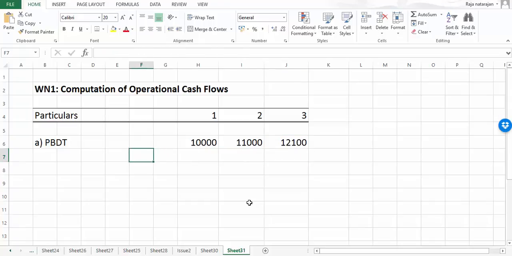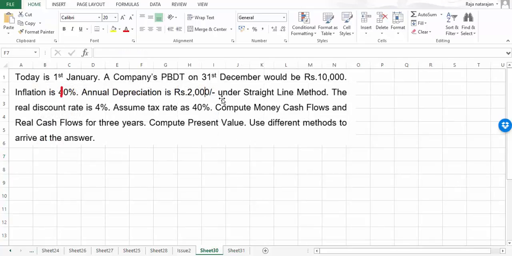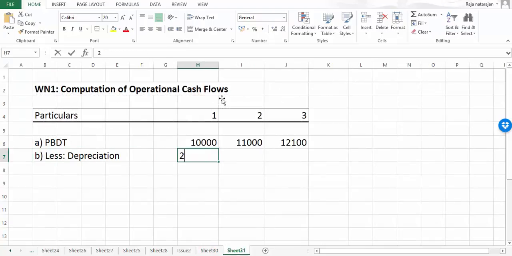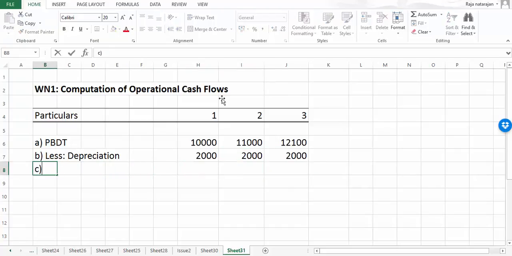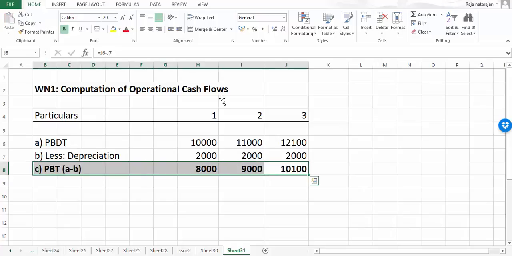Okay, now from this we can subtract depreciation, and we know that depreciation is a zero inflation item because this is provided on historical cost. And what is the depreciation amount? It is 2,000. So let's provide that as item B. So now we can have profit before tax, PBT, which is A minus B. Let me calculate. It is 10,000 minus 2,000, 8,000 for year 1, 9,000 for year 2, and 10,100 for year 3. So this is my profit before tax.